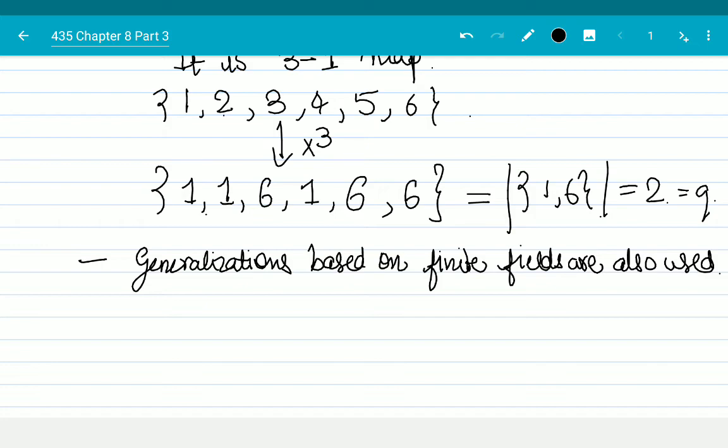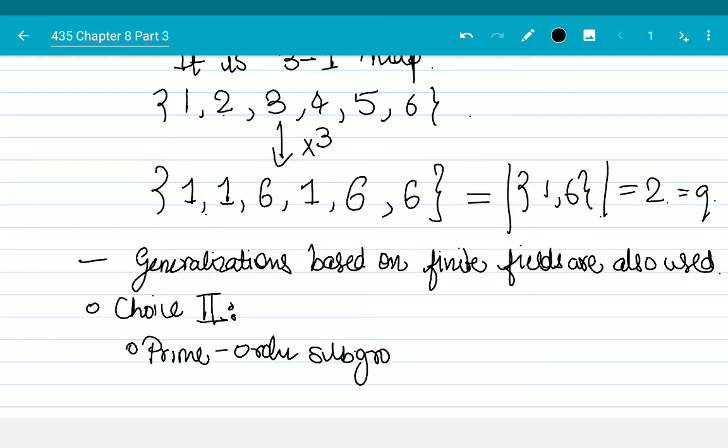The second choice, which is what is nowadays starting to pick up pace, and this is more or less the future of cryptography, and this is where the more strength of cryptography is coming from in today's thing. This is the push towards that. This should be what is used: prime order subgroups of an elliptic curve group.